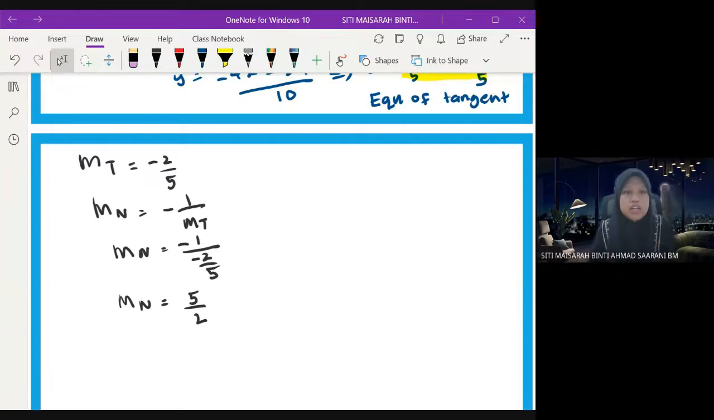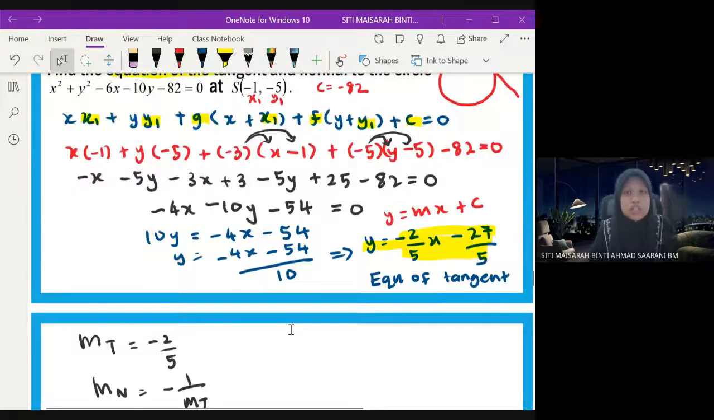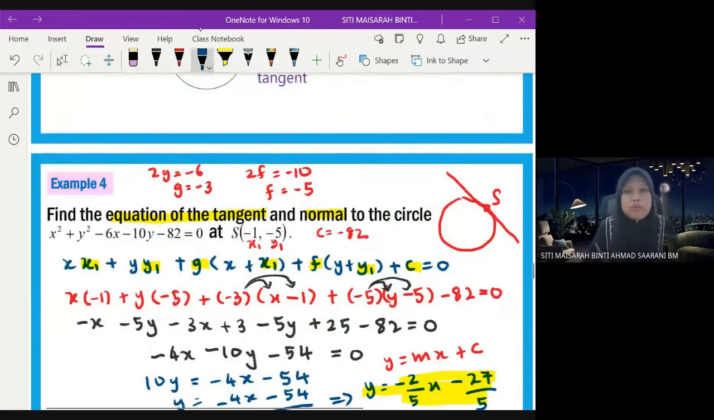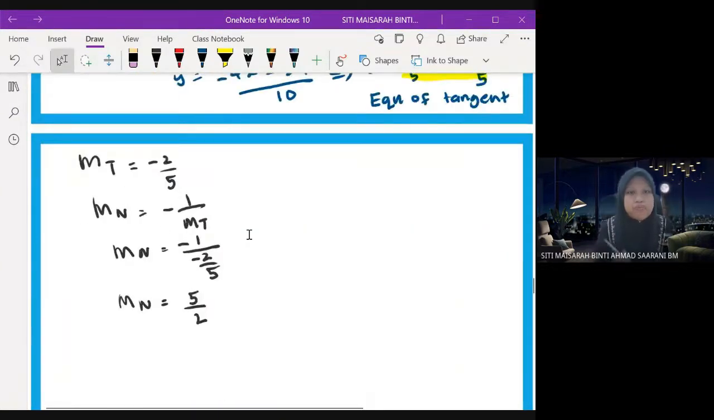So jadi ini kita punya M normal. Kalau equation of normal, kalau dekat lukisan, dia mesti perpendicular dengan tangent. Yang warna biru ni this is normal. Yang merah tadi ni tangent. So dia still lalu pada point S. Jadi untuk cari equation of normal, kita boleh guna equation of straight line, Y is equal to mx plus c. So M normal dia kita dah tahu. So gantikan, we get Y is equal to 5 over 2x plus c.